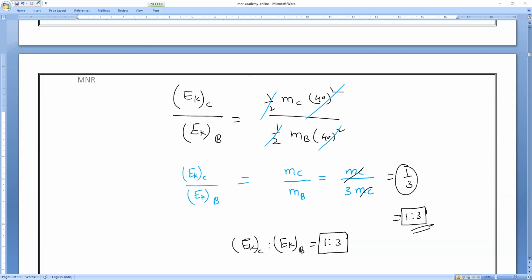Such a beautiful question it is. Very, very important question. Everyone has to solve neatly. Do it fast, everybody. Make it quick.